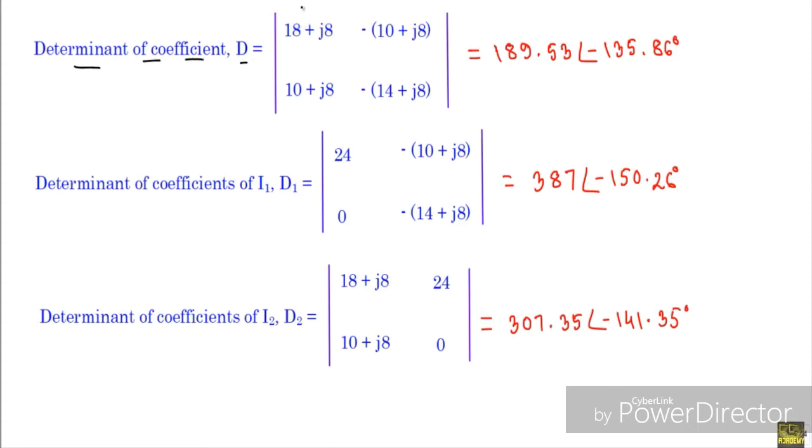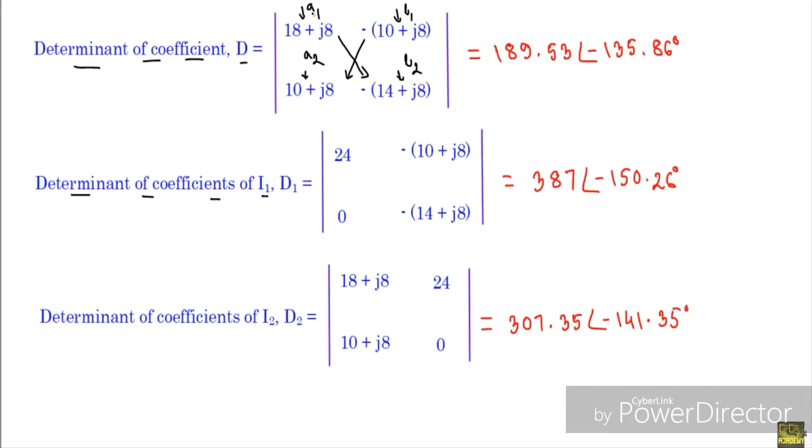See, in this column I am taking the coefficients of I1. Let's say this is A1. Let's say this is A2. In this column I am taking the coefficients of I2. Let's say this is B1 and this is B2. Now see, if I cross multiply this one with this, take the minus of cross multiplication of this one with this, I will get the determinant of coefficient D equal to 189.53 with phase angle minus 135.86 degree. Okay, after that I will find the determinant of coefficients of I1.